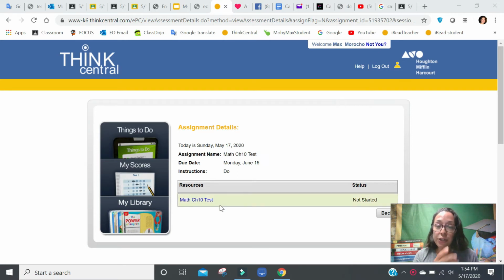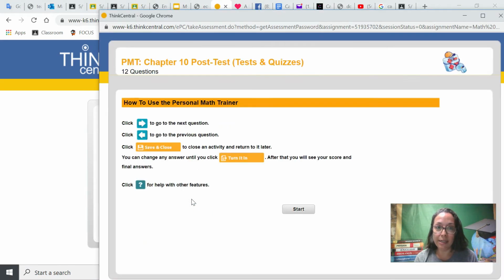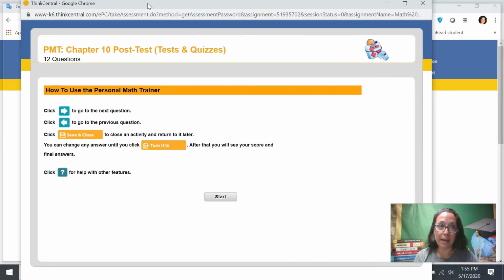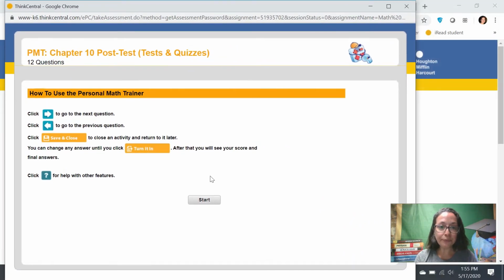Let's get started. So you're going to go on to Think Central, things to do, and then you'll see math chapter 10 test. So lo vamos a tomar en la computadora. Tienen que entrar a Think Central y buscar math CH10 examen. All right, I'm going to click on that again. There are 12 questions. Hay 12 preguntas, so not too bad. I'm just going to move this over here. Press start. Vamos a empezar.